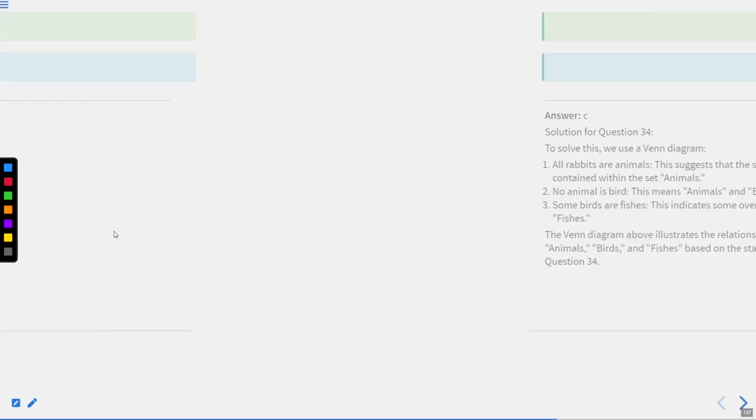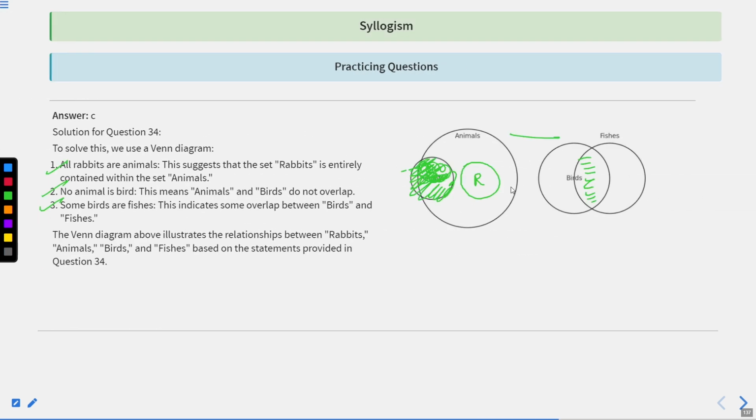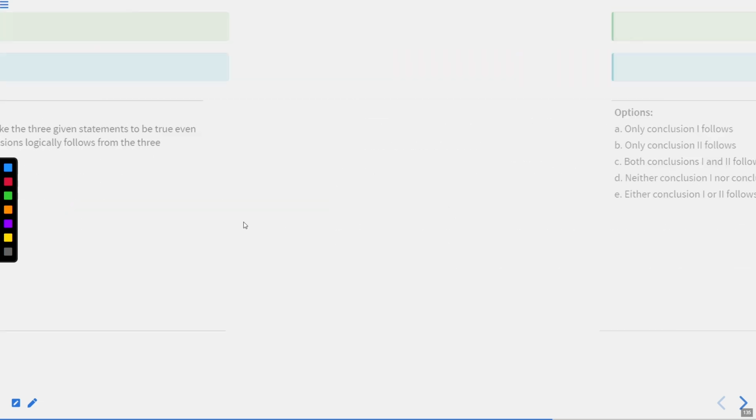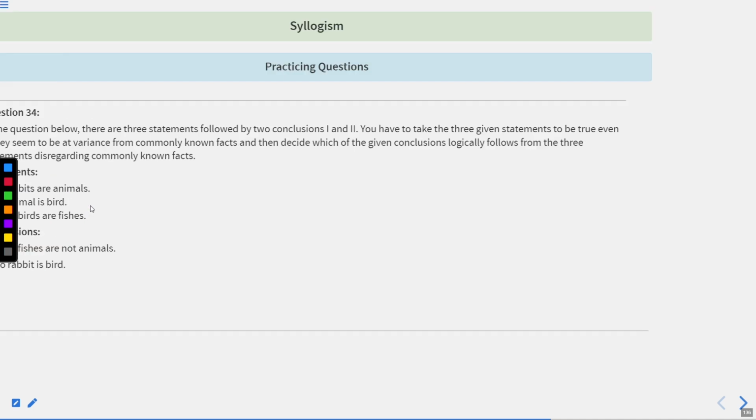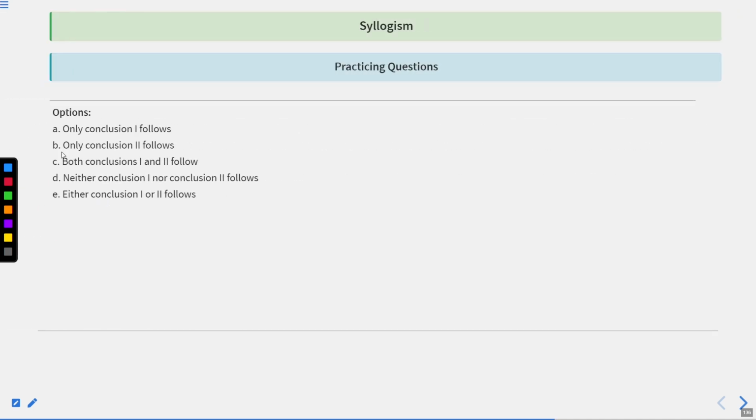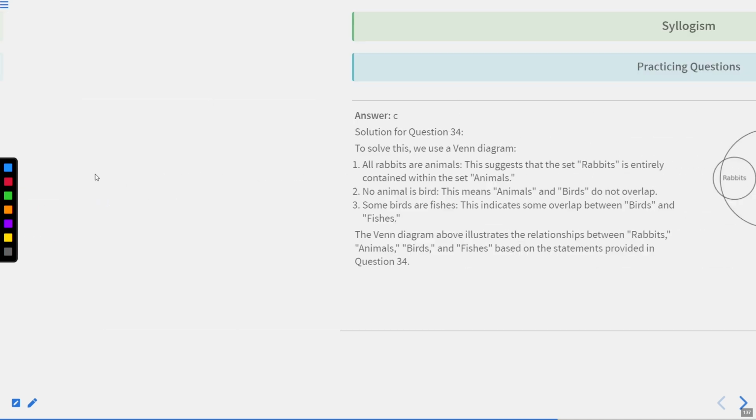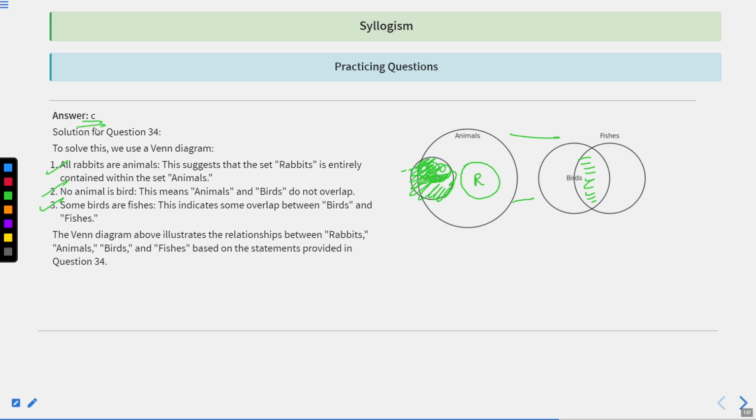Now, no rabbit is bird. No rabbit is a bird. Obviously, it is not possible because all the rabbits are contained within the circle which is representing animals. And since animals has no relation with birds, therefore rabbits also will have no relation with birds. So the second statement also follows. So the second conclusion also follows from the statements that have been provided. So the correct answer for this question also will be both conclusion 1 and 2 follow.